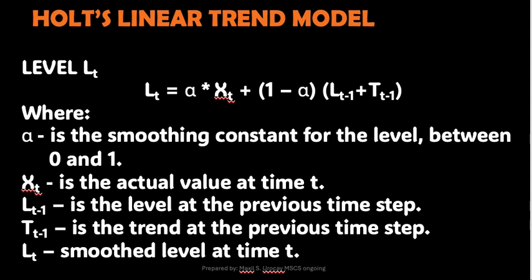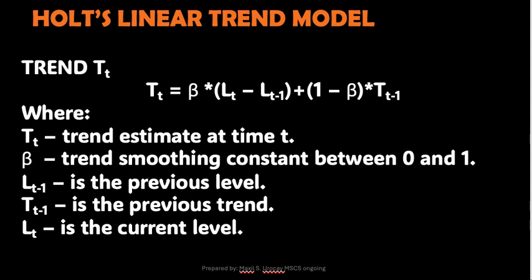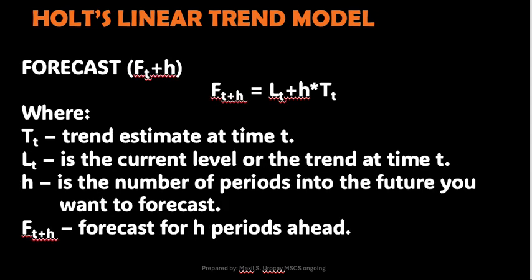Now, for the trend, this will be beta times L of t minus L of t minus 1, the previous level, plus 1 minus beta times T of t minus 1. T of t is the trend estimate at time t, beta is the trend smoothing constant, between 0 and 1 still, L of t minus 1 is the previous level, T of t minus 1 is the previous trend, and L of t is the current level.